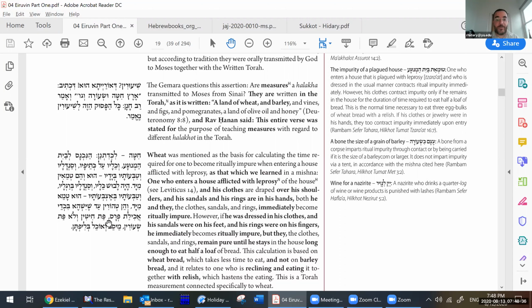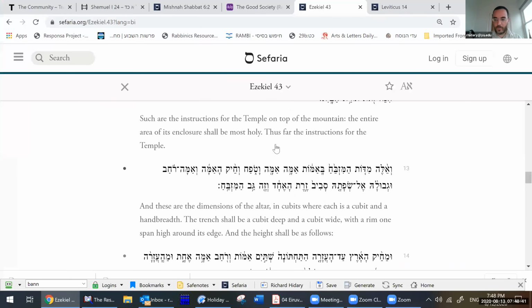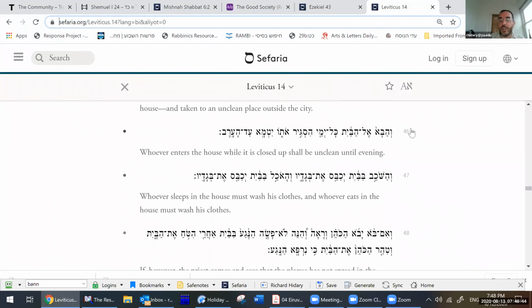But there are two levels of tum'ah. We know this from a pasuk in Vayikra, which I'll show you right here. "Haba el habayit kol yemei hisgir oto yitma ad ha'arev." Someone who comes into the house becomes tameh. It's a light amount of tum'ah until that evening. However, that's just if he comes into the house, which means even for a second. However, someone who sleeps in the house, and someone who eats in the house, gets a higher level of tum'ah and has to wash his clothes.